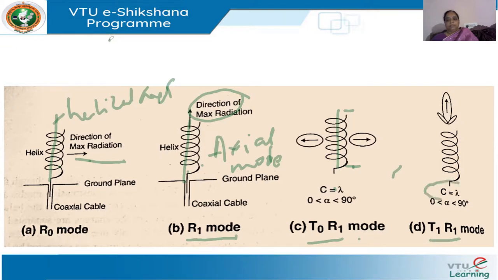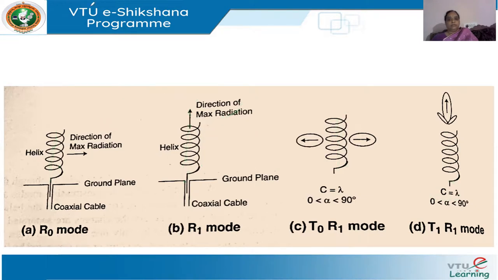So once again here, alpha is less than C. You can have the different modes where it will change. So T0 will travel like this and T1 will travel, and it's a combination mode, both the transmission as well as reception. So this finishes the modes of the operation.